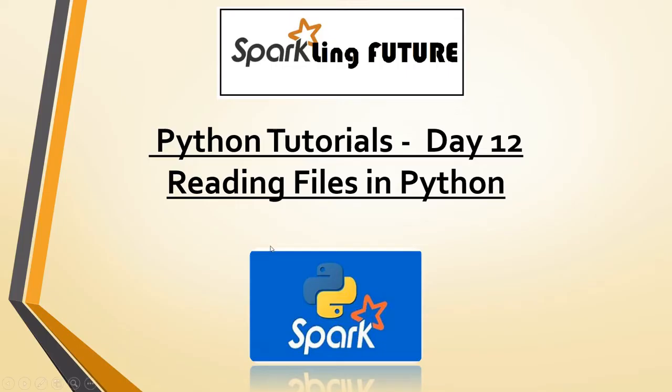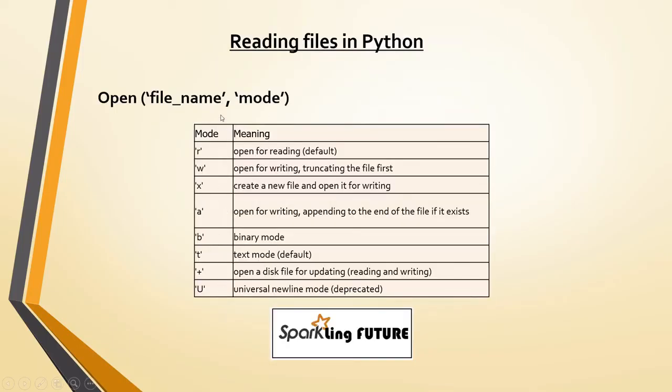Coming to the other modes, these are the other available modes in this open function in Python. R, which we just saw, is for opening a file for reading purpose. This is default. If you don't specify any mode, by default R, which is the read mode, will be considered. Next, for writing a file we can use W. It will truncate the file first and then write a new file. X is for creating a new file and then opening it for writing, and A is for appending.